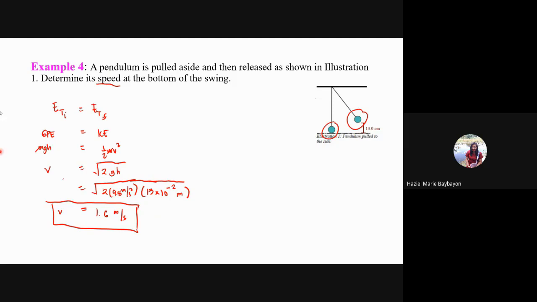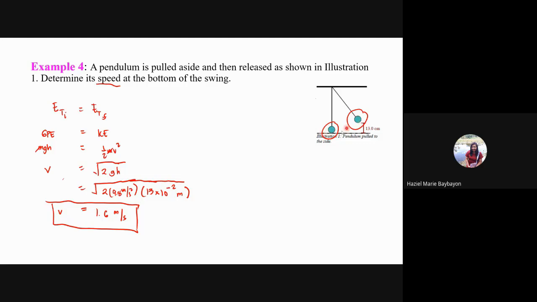So we have a pendulum. Basically, a pendulum is just a mass connected to a string. Okay, so a pendulum is pulled aside and then released as shown in the illustration. So determine its speed at the bottom of the swing. So it is pulled towards here, and then released. So initially, it is 13 centimeters with respect to the ground. And then it is released.